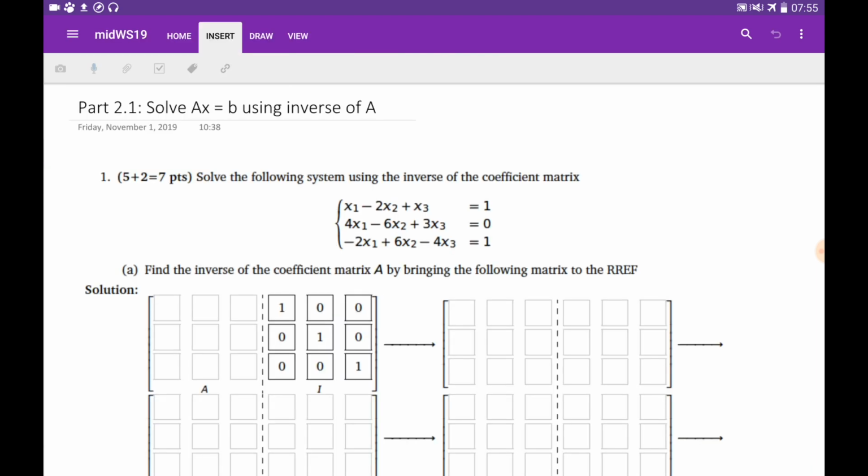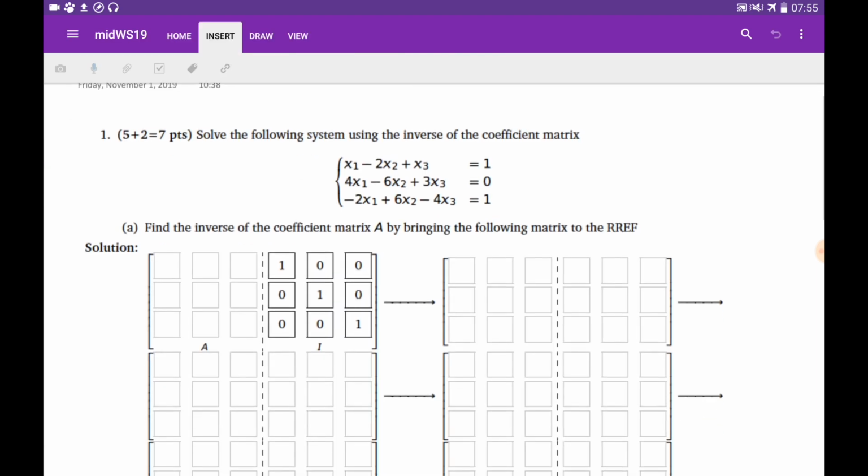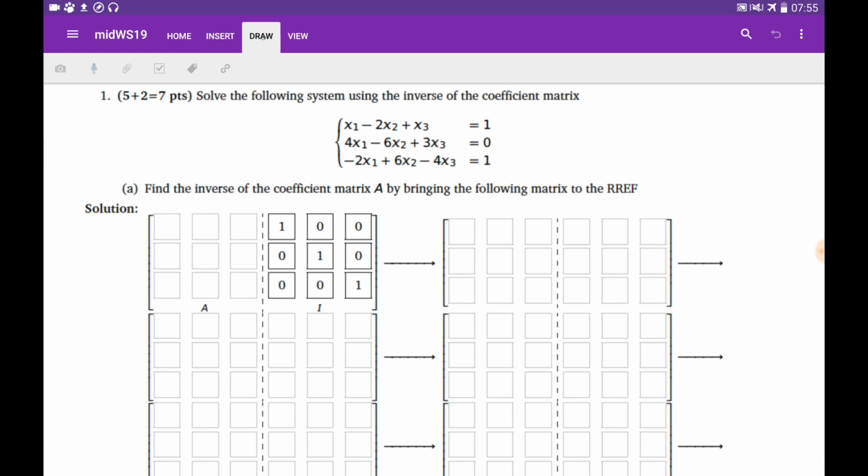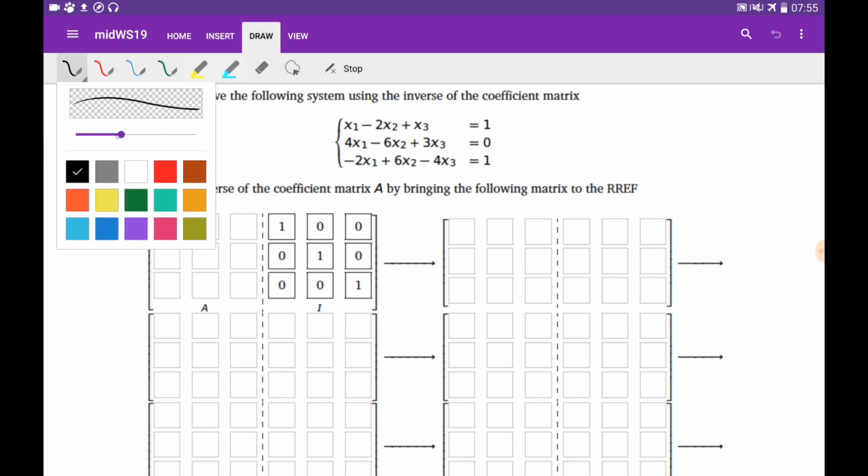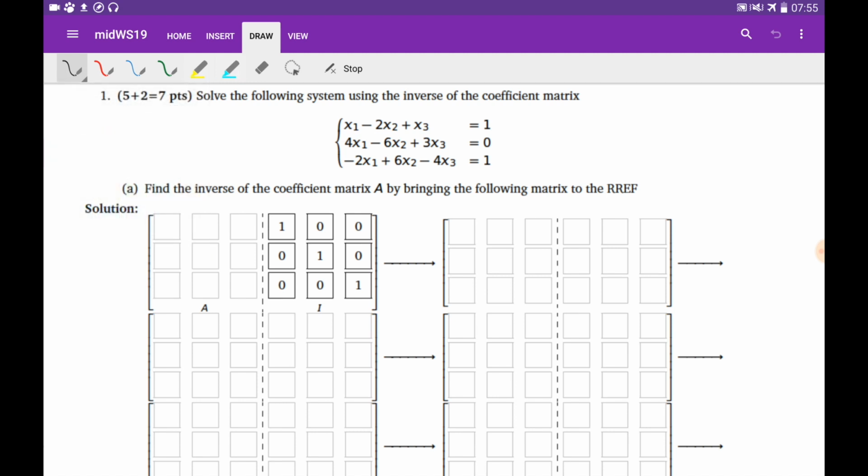Let's start solving the problems from the second part. We're given a system of linear equations, so we need to solve this using the inverse of the matrix. First of all, we need to copy the coefficients of the system of linear equations. So in order to find the inverse of this matrix, we copy the coefficient matrix and the identity matrix just after this, and bring this matrix to the reduced row echelon form, and we can see the inverse of this matrix at the end.